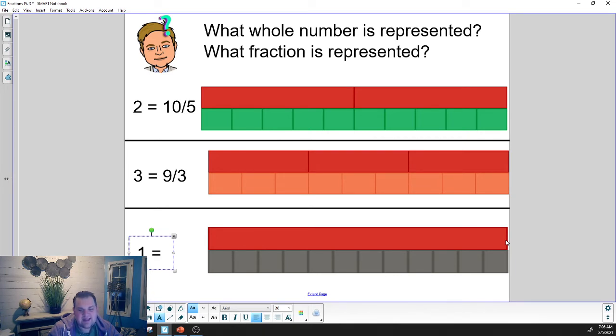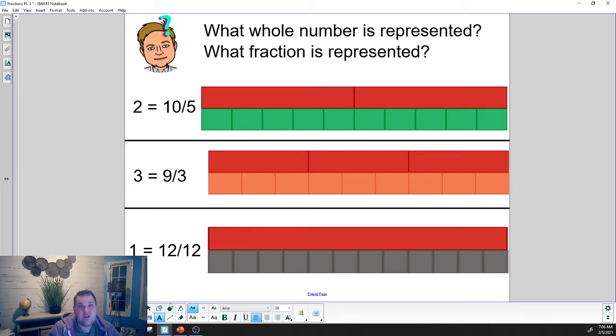All right. If you entered 12 twelfths, you are correct, and here's why. Let's talk about it. There are 12 total pieces right here with the black tiles, and there are 12 pieces that equal 1 whole. So 12 twelfths is correct.